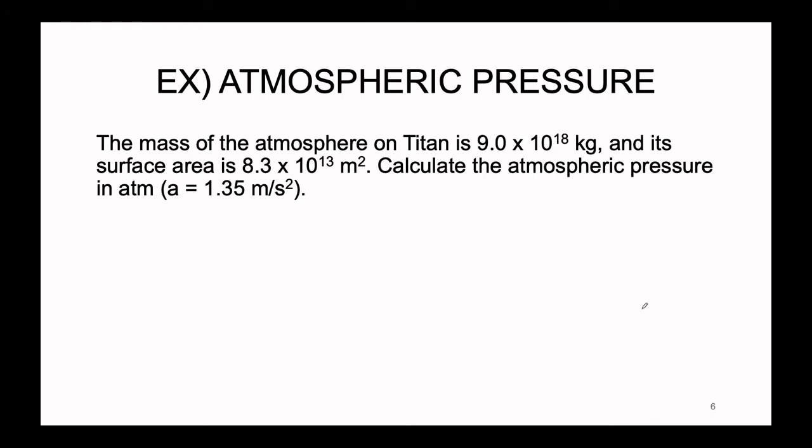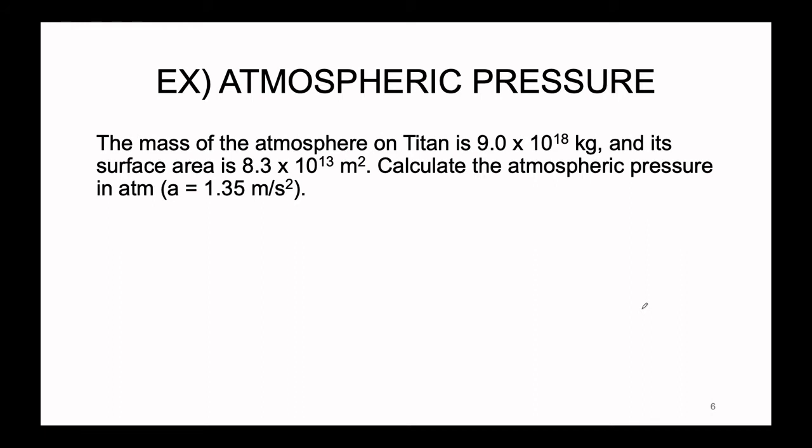So the mass that we have found of the atmosphere on Titan is pretty large, 9 times 10 to the 18th kilograms, and its surface area is 8.3 times 10 to the 13th meters squared. So overall, the atmosphere is fairly massive, and the surface area we can see is also a very large number. This makes sense. This is a planetoid after all. I would like you guys, though, to calculate the atmospheric pressure in atmospheres for Titan.